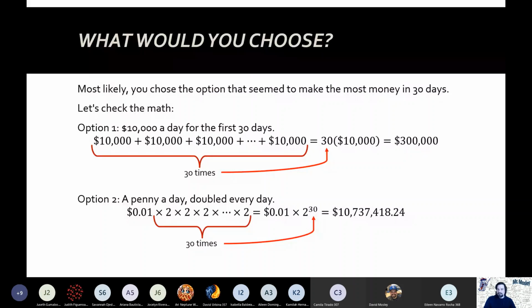Option 2 is a little higher. By a little, I mean a lot. Why? How did that happen? We started at a penny, and we got to 10.7 million. What caused option 2 to increase so much faster?